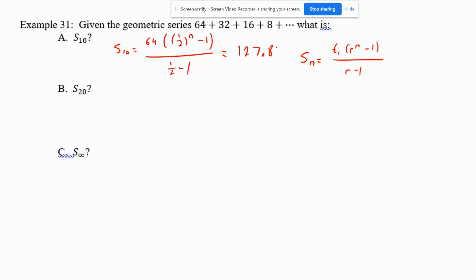Guys, in this case, I'm going to leave the decimal. I'm not going to put this as a fraction up here. But I got 127.875. Okay. The second question is, what about S20? And I'm just going to do the exact same thing, except my n value is now 20. It's not 10.